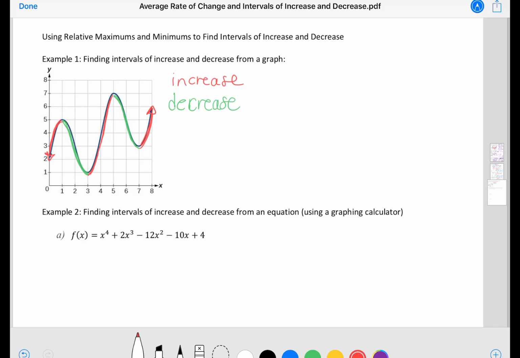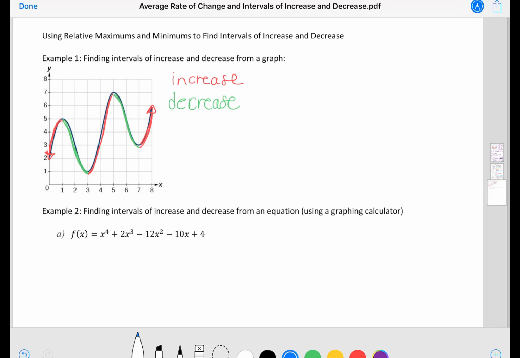Those turning points are going to be our local maxes and mins. Here I have a local max, and here I have a local min. Here's a local max and a local min. So those local maxes and mins are breaking the graph up into its intervals of increase and decrease. Now, when we write down our intervals of increase and decrease, we're always going to write it as an interval over the x values.